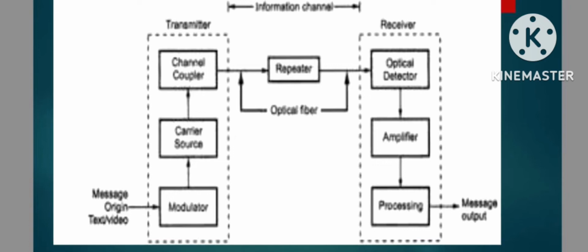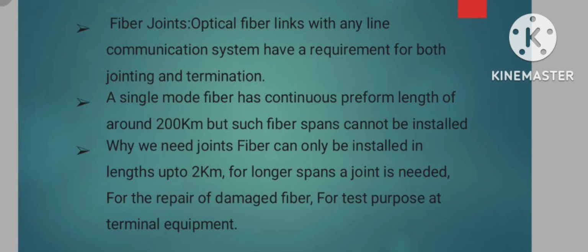Next to that is the output of the optical detector. It is given to the amplifier. The signals are amplified, processed and given to the output. As for fiber joints, the optical fiber links in a line communication system have requirements for both jointing and termination. The fiber joint has to be a very important feature, which has to have a low attenuation factor.